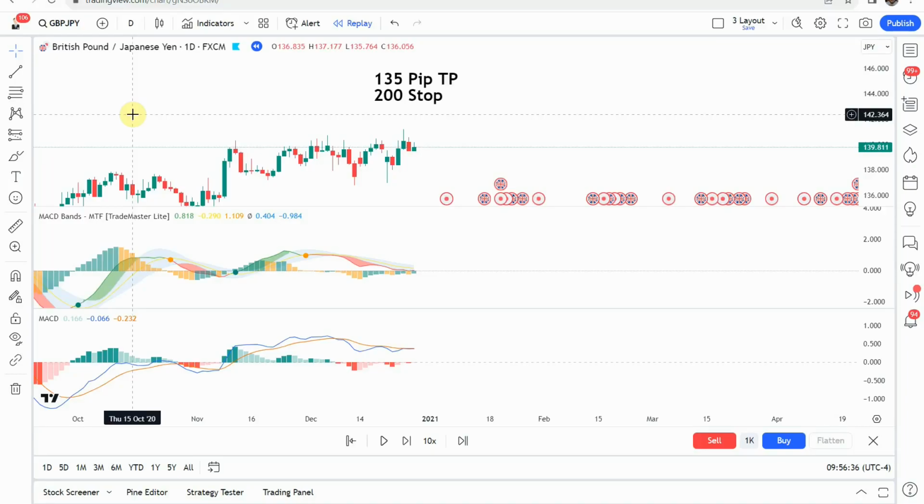Today we will be testing the MACD bands multi-time frame indicator.